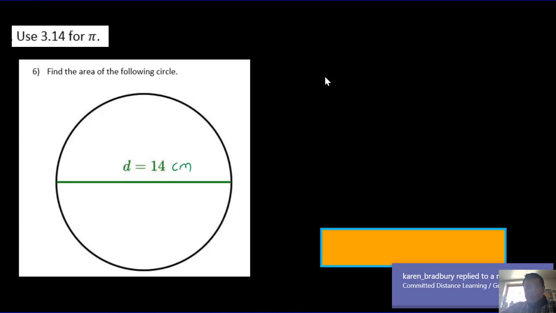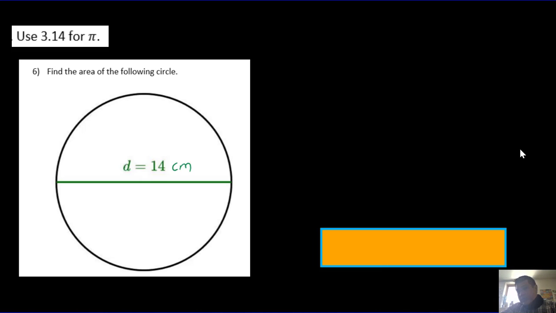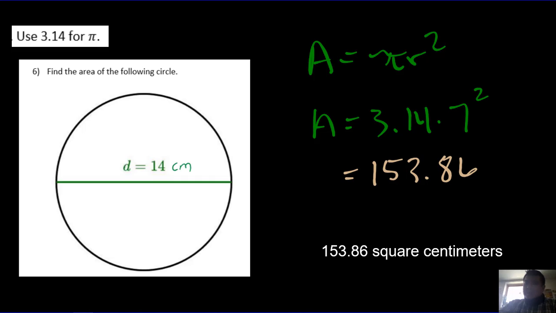Find the area of the following circle. Go ahead and try that out on your own. You should have found that the radius was 7, and we squared it and multiplied by 3.14. We got 153.86 centimeters squared.